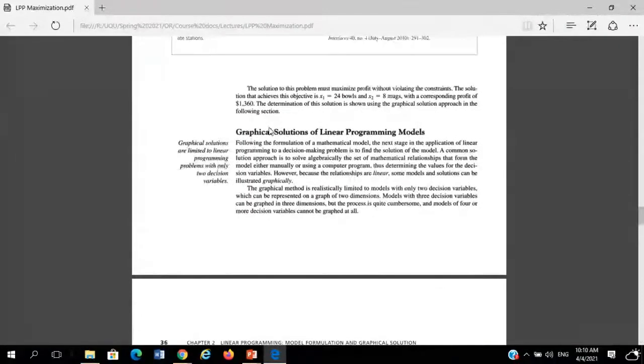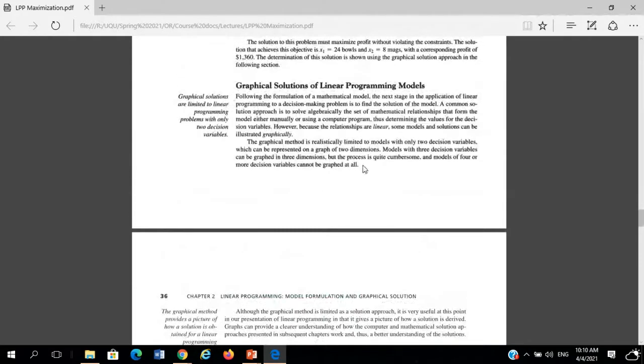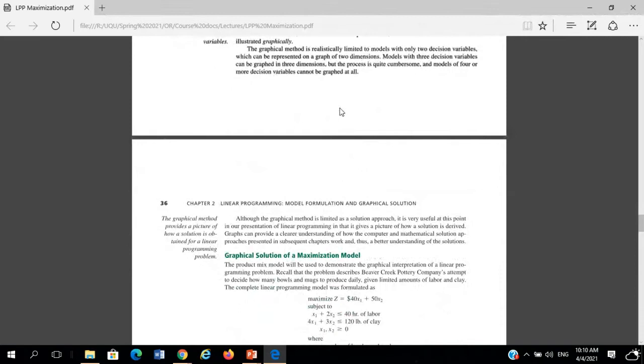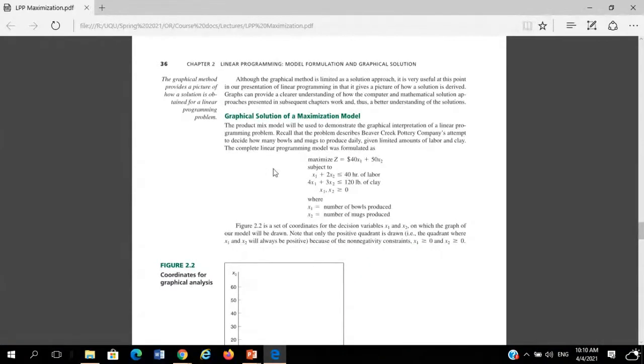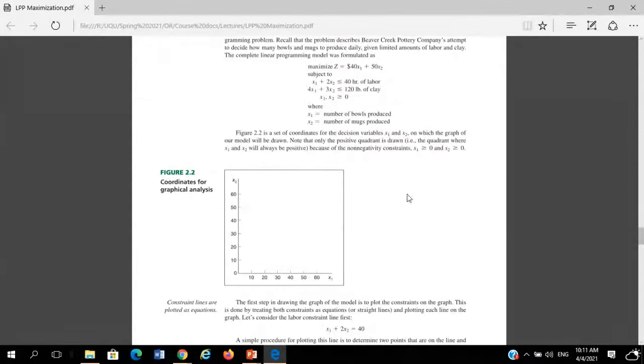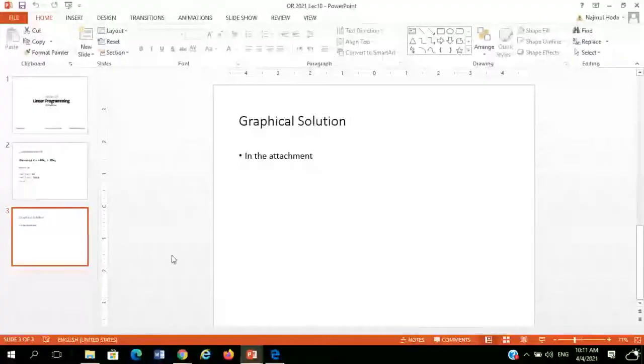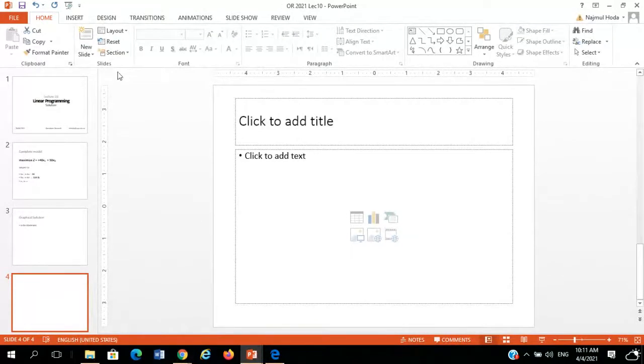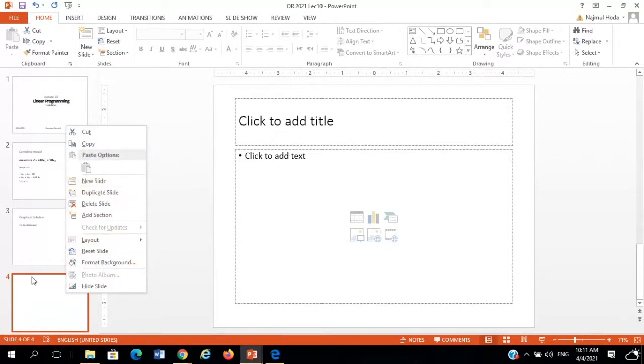Now, look here. This is the graphical solution of linear programming models. So you have to read from here. Everything is clear, very well explained in the book. So if you read it, you will be able to follow properly. Okay, so in this problem, the method that we are going to use is the graphical solution method. I'll add a blank slide here, and then we'll solve.